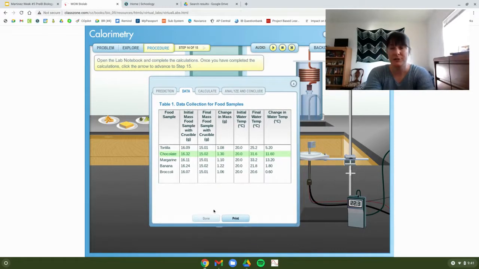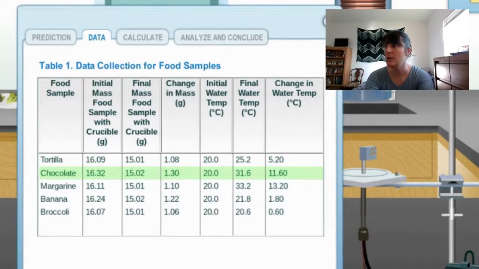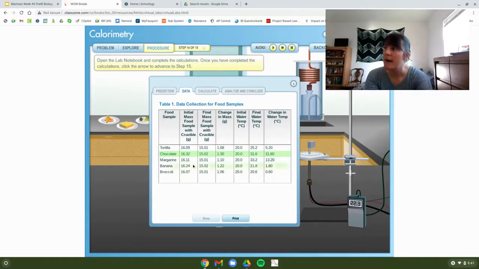If you are not able to do this on your own, then this data might be a great thing to take a screenshot of, just so that you can see what all the data was showing us. We can see the initial mass and the final mass of each food after we burned them. We can also see the change in mass. Then we can see the initial and the final water temperature and the change in water temperature as well. Notice change in mass should really be negative because they're losing mass, and change in water temperature should really be positive because they're gaining water temperature.